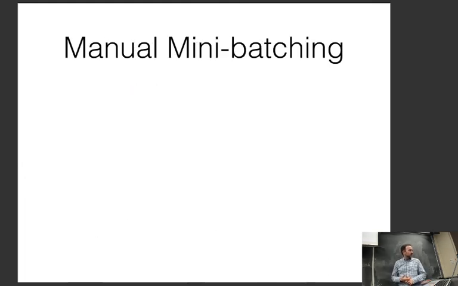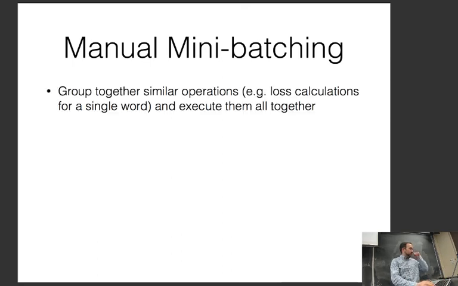The way you can do this manually is you group together similar operations. In the case of our neural network language model, all of our loss calculations for each word are similar operations. For each word, we look up the vectors of the previous 2 words, we run them through a neural network layer, we take a softmax, et cetera. And all of these operations are the same size and everything.